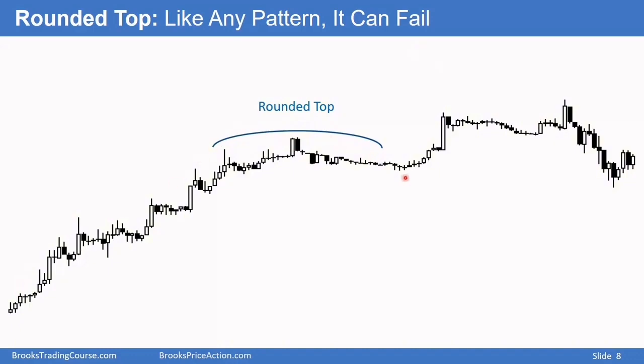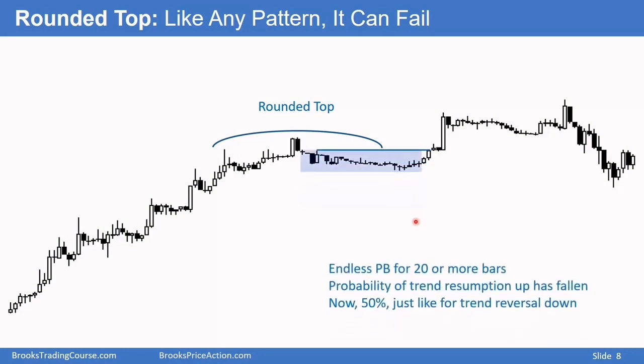Bull trend, rounded top. Again, I view this as a bull trend in a trading range and therefore breakout mode. It's initially a pullback, a bull flag. But once it starts to grow to 20 or more bars, the probability of trend resumption up falls to about the same as for trend reversal down. It's a rounded top, but instead of the market reversing, we got a bull breakout.